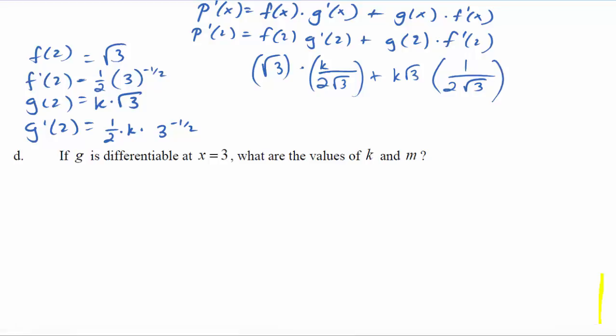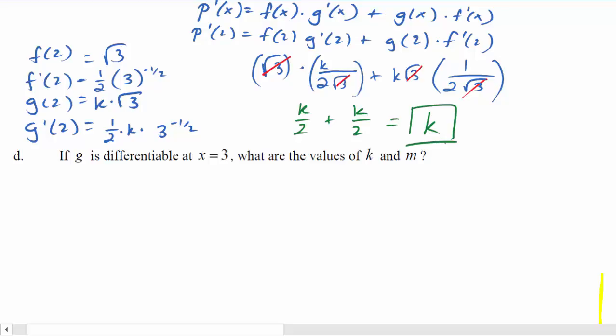Okay, some quick algebra. Square root of 3 on top, square root of 3 on the bottom. Lucky me, that cancels out. Same thing right here. So I'm left with k over 2 plus, well, let's take a look. It's another k over 2. Half of k plus half of k equals a whole k. So there's your answer, just k.